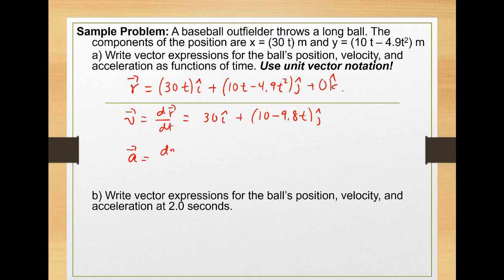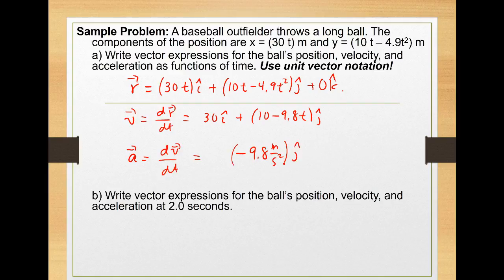So the acceleration would just be dv/dt, take another derivative, and we're just going to be left with negative 9.8 j hat. And that makes sense because we have a ball being thrown. We have an acceleration of negative 9.8, and that should be meters per second squared. So it's probably better if we put those units in there.